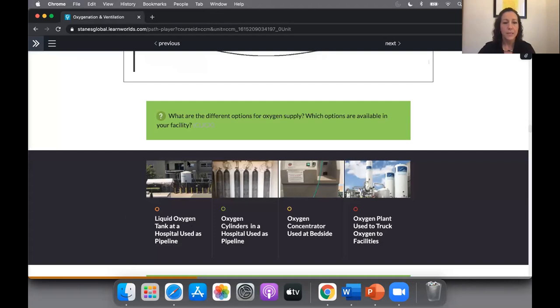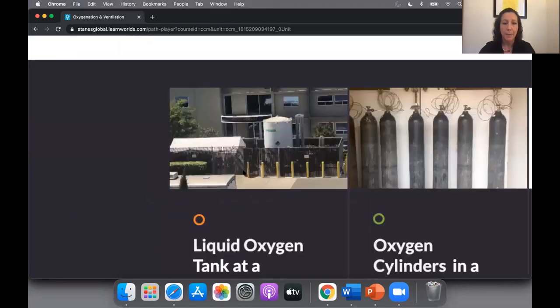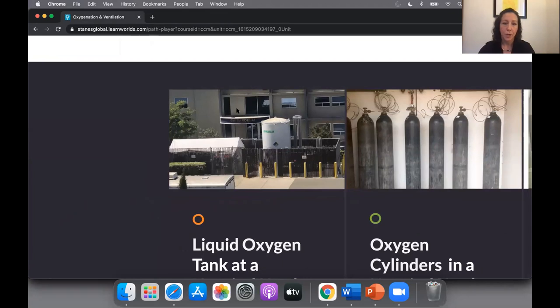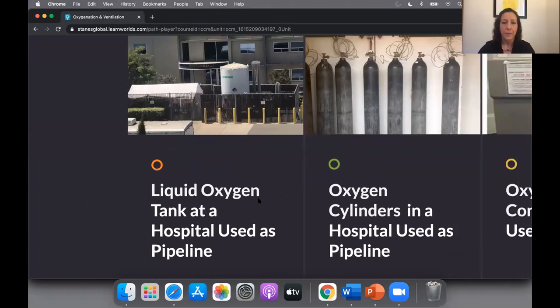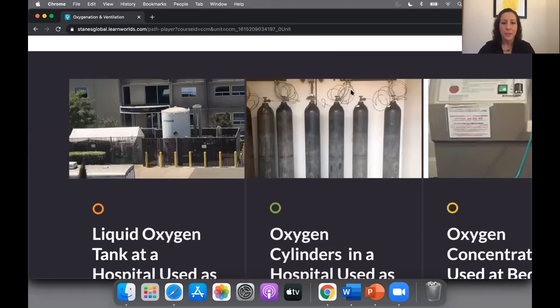Okay, so you can see here is a liquid oxygen tank. It's in a fenced area. This is actually a picture of one of the hospitals in which I work, where they have a large oxygen tank in the back of the hospital. There's a chocolate factory behind it. The hospital is actually over here in front, but a liquid oxygen tank. These are H or J cylinders.